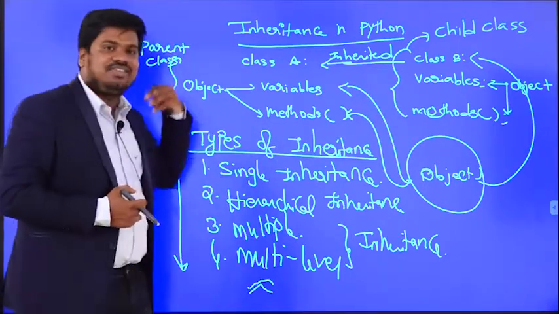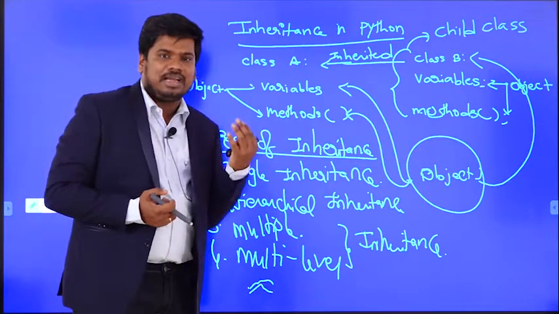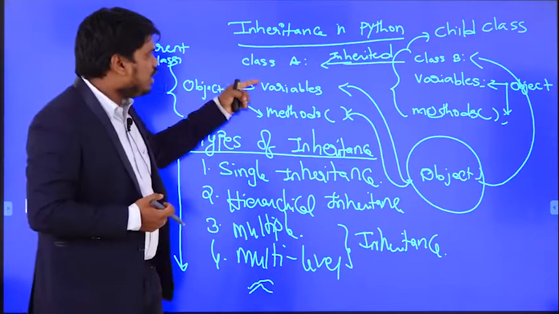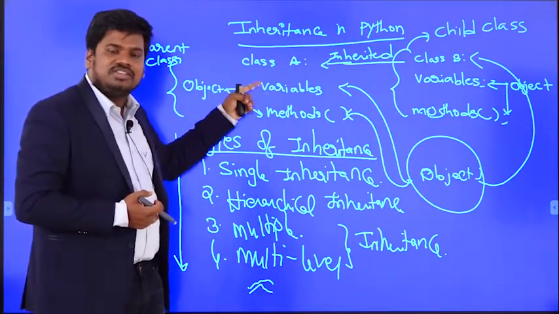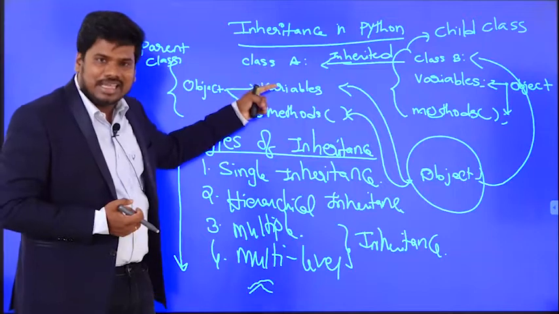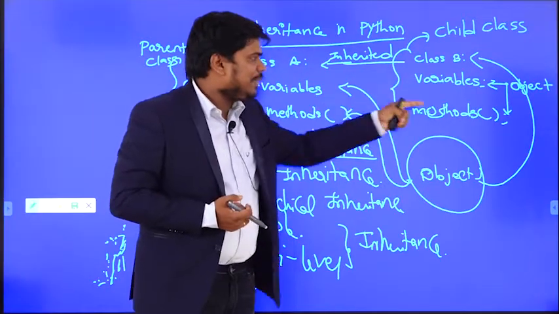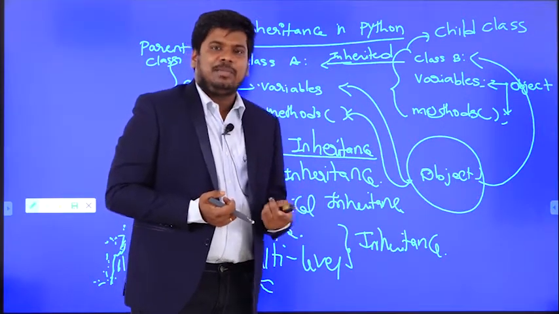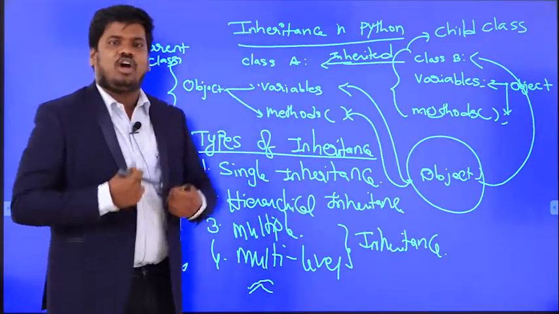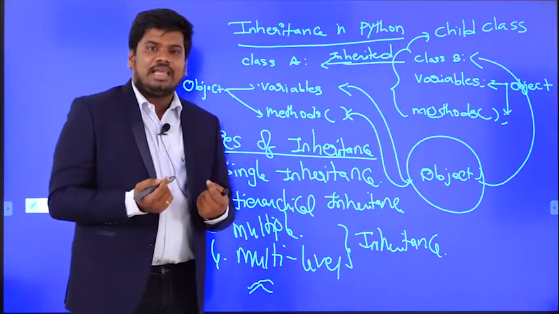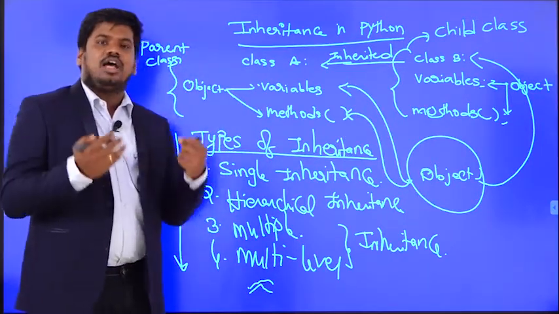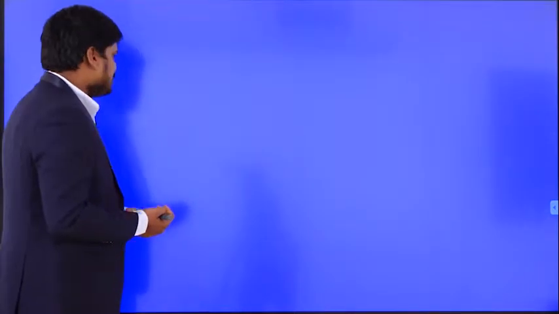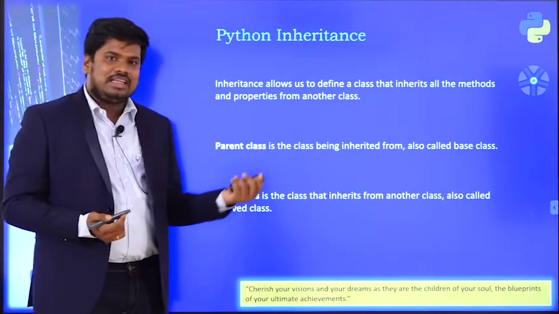So observe the third important point. Sir, what happens if I create the object of a parent class? If you create the object of a parent class, you can only access the variables and methods inside class A, but you cannot access the variables and methods present in class B. That's the simple reason why we always create the object of a child class, but not the object of a parent class. Is it clear?